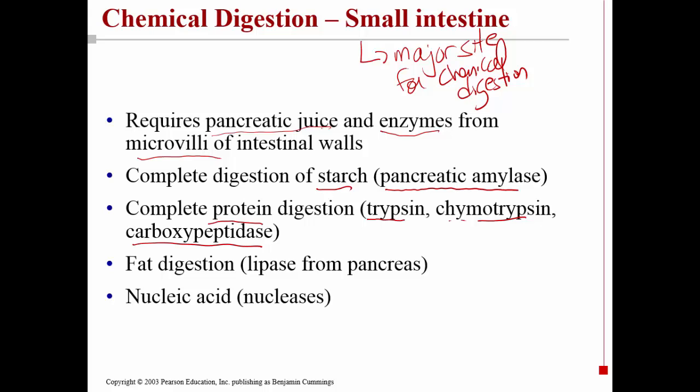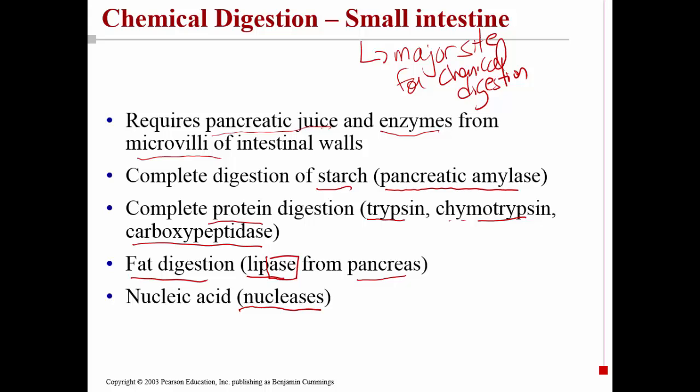Fat hasn't even begun to be broken down. And so the pancreas releases an enzyme called lipase. Remember that enzymes often have the ASE at the end. So lipase is an enzyme that acts on lipids. And lastly, nucleic acids. The food that you eat has DNA in it and RNA. Chicken has chicken DNA. Plants have plant DNA, and they have to be broken down. That's done by nucleases, which are also released from the pancreas.